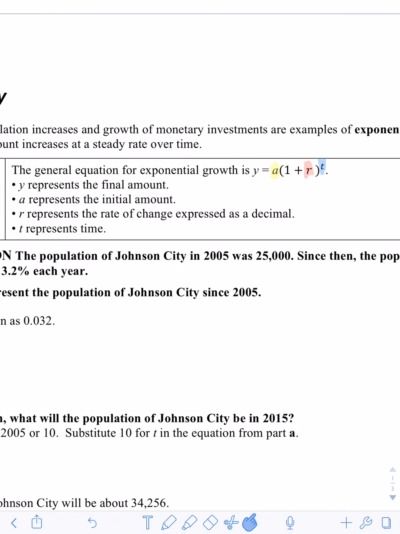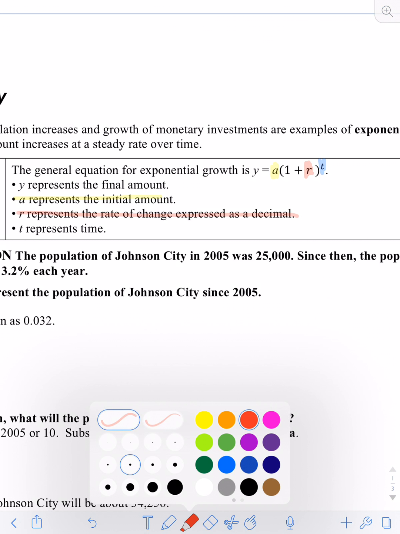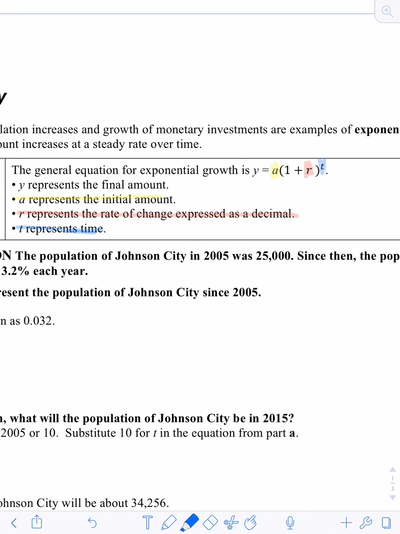Right here, it says A is your initial amount. So A right here is my initial amount. The R, which is going to be my red, is the rate of change expressed as a decimal. And then T is going to be my time. This stuff's not really that hard if you plug stuff in. The difference between growth and decay: growth has this plus sign in the equation, decay has a minus sign. So if you follow along, you're going to do pretty good.